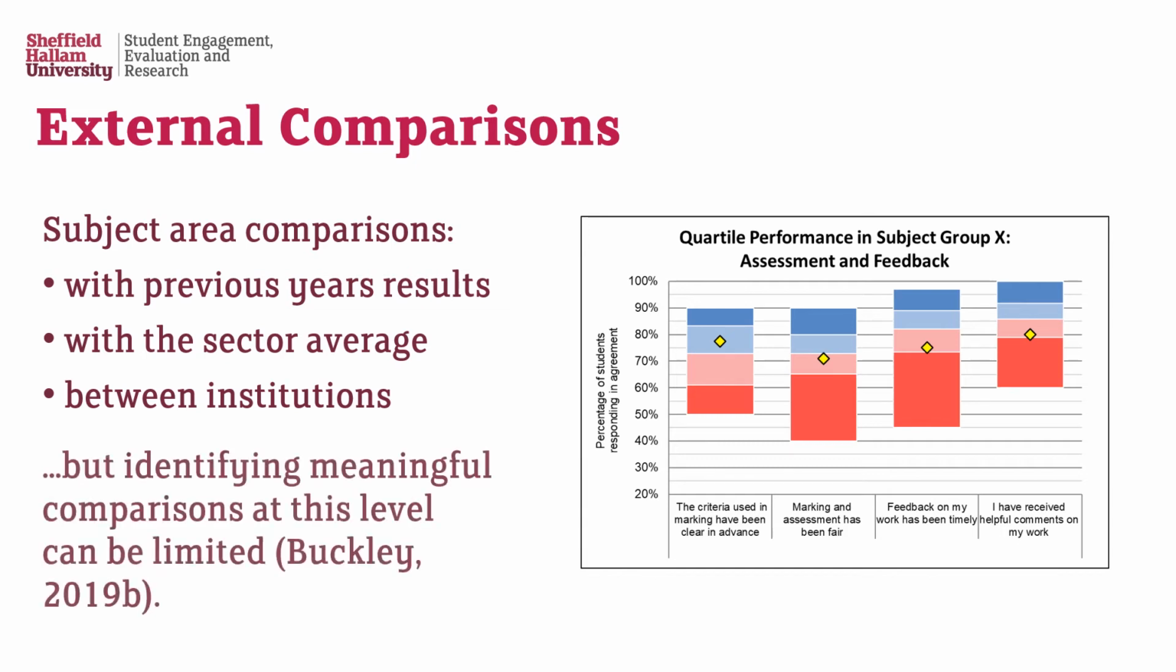However, a word of caution. The ability of the NSS and other surveys to provide important comparisons at this level can be limited. The number of students tends to be smaller, and where there are minor gaps between institutions, we cannot be confident that these gaps are meaningful, and these differences might be due to random chance. One way we can be more confident about results is to evaluate the statistical significance of comparisons rather than relying on descriptive statistics. Alex Buckley has produced some useful guidance about how to do this, and there is a reference at the end of this video if users want to find out more.